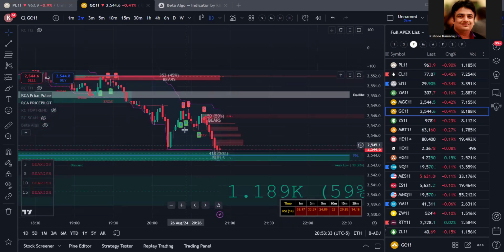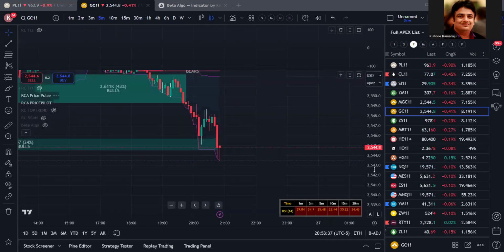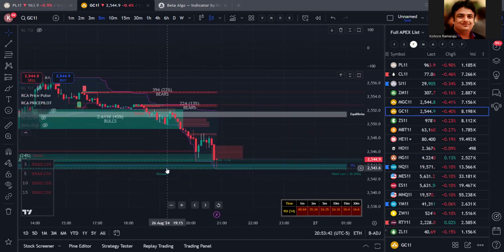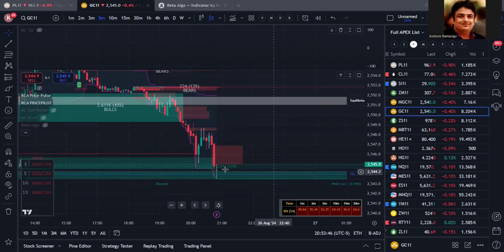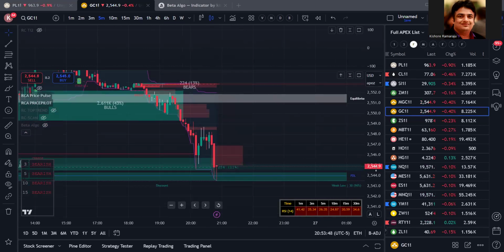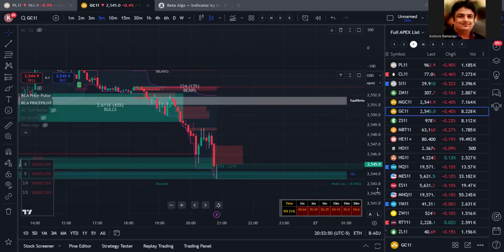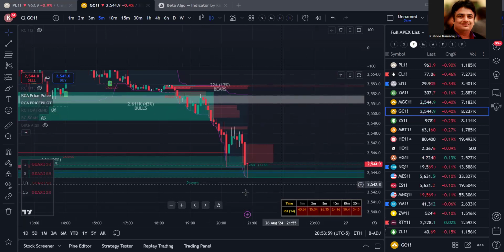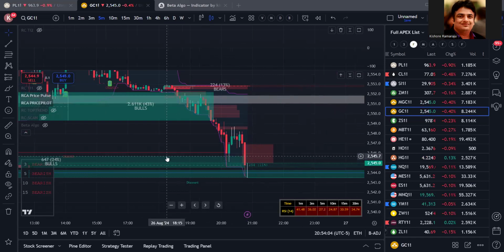And now crude oil can start moving up into the discount area. But we don't want to go long because overall it is bearish. Trend is bearish, momentum is bearish. We want to wait for the sell signal.